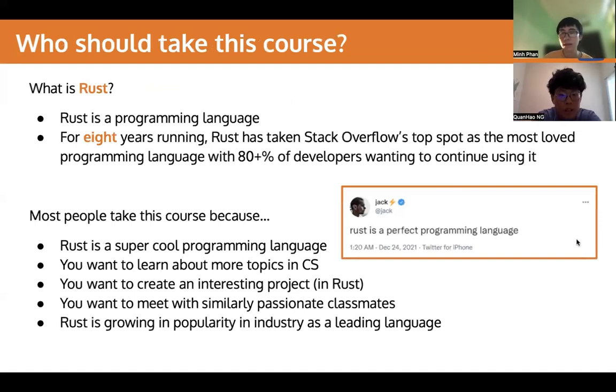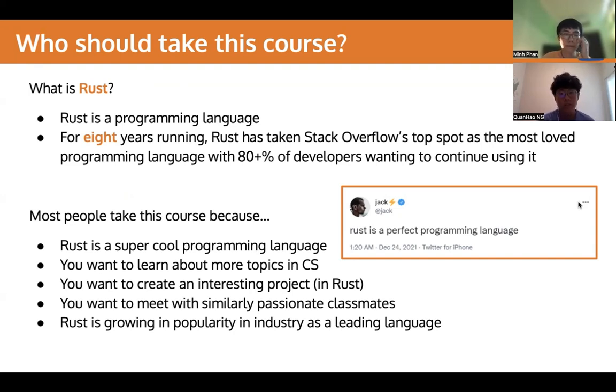So I'm going to talk about who should take this course and also an introduction to the Rust programming language. We chose Rust as the programming language for this class because Rust is a general purpose programming language that is seeing increasing adoption everywhere. As you can see here, according to the Stack Overflow developer survey, Rust has been the most loved programming language for about 8 years straight, with 80% of developers wanting to continue using it after using it before.